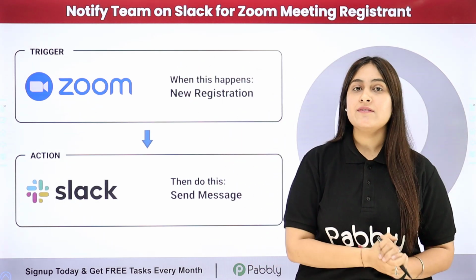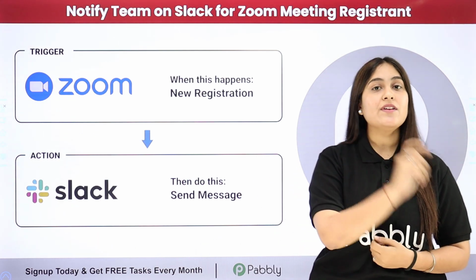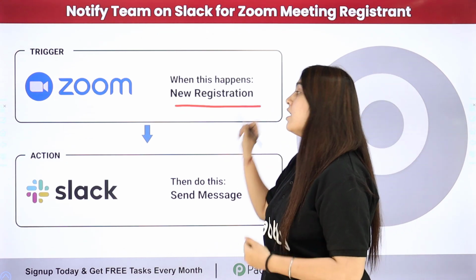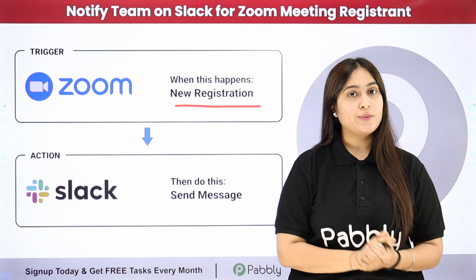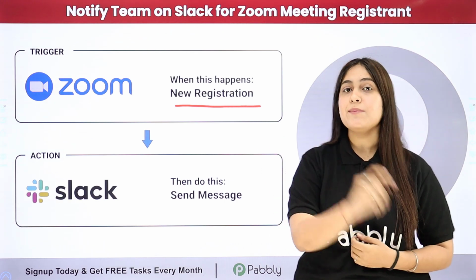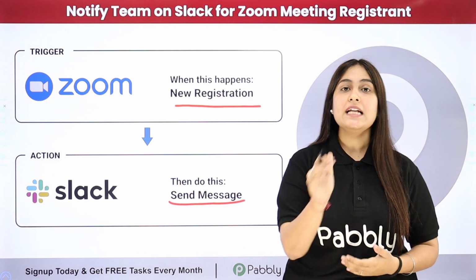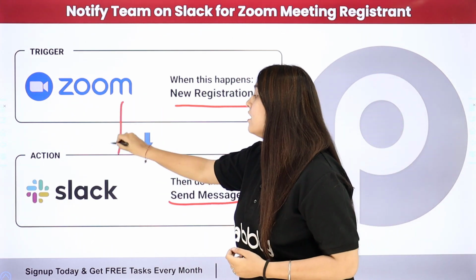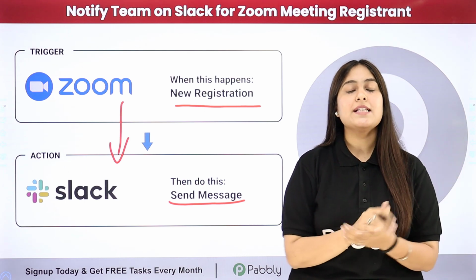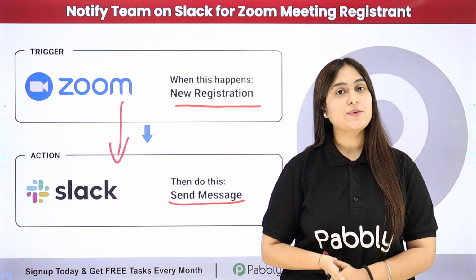So I host online webinars and workshops using Zoom, and here my objective is that whenever I receive a new registration for any webinar or workshop through Zoom, then automatically I want to notify my team about the same on our team Slack channel. So here to automate the entire process, I need to connect my Zoom with my Slack using an automation software named Pabbly Connect. So to learn this process step by step, let me take you to my screen.